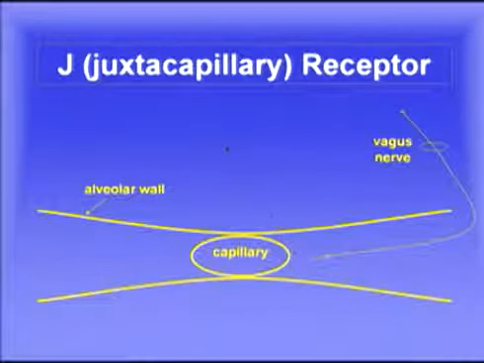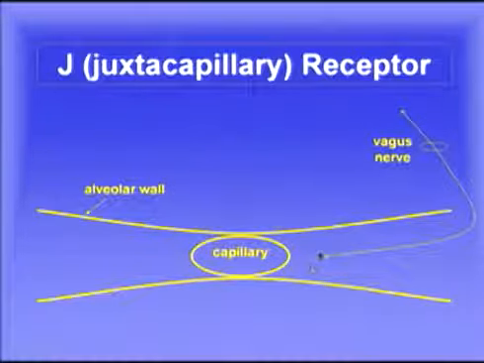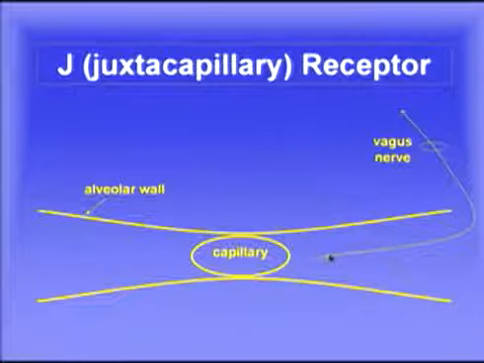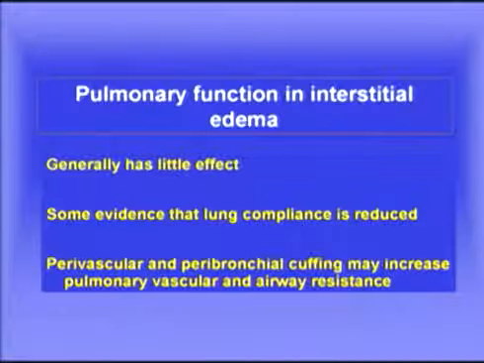The reason for the dyspnea is not fully understood, but very likely it's the juxtacapillary receptors that may be responsible. The endings of these receptors are in the alveolar wall, which becomes edematous, and they presumably are stimulated by this, and they cause this rapid, shallow breathing, the dyspnea.